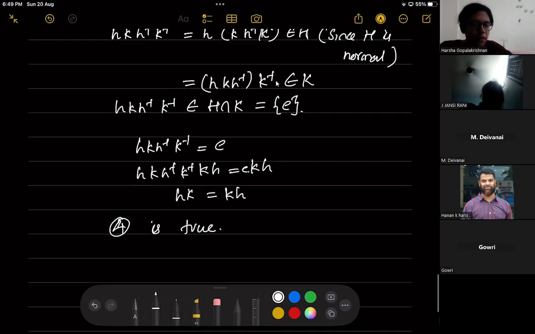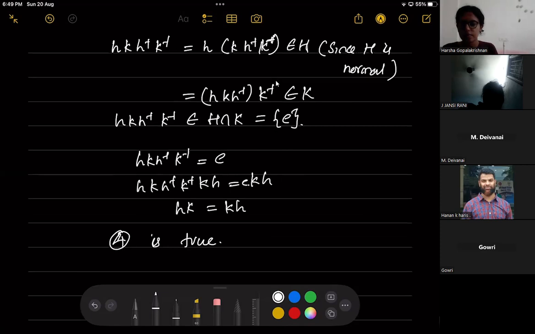Is the proof fine for everyone? Do you have any doubt in this? This is just a rearrangement and everything. There is nothing complicated. You can just go through the proof and try it yourself. It is very easy. So if you have any doubt, you can ask. If you don't have a doubt, shall we move to the next problem?